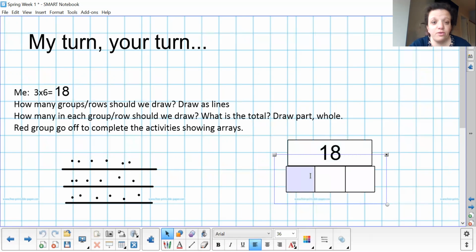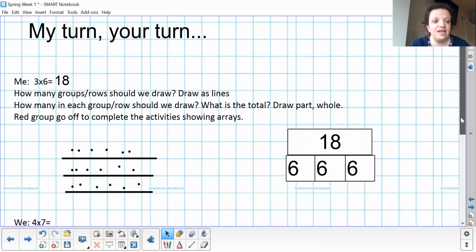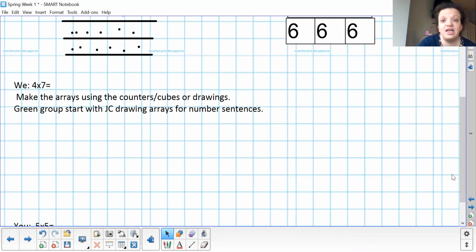Equal. And each of my groups and each of my parts, I've got 6. So this is what my part-part whole is going to look like, because 6 add 6 add 6 equals 18. Right, I want you to have a go now. You can use counters, cubes or drawings to show the array for 4 times 7. Pause the screen and have a go.